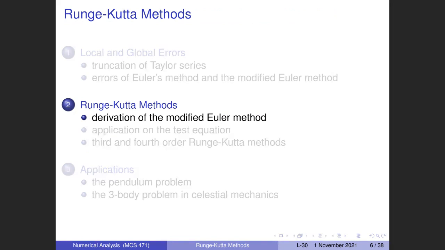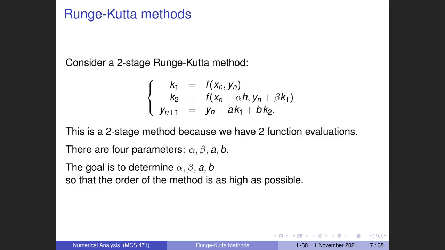But first, let us derive again the modified Euler method. Why is that important? Well, for the modified Euler method, we can still derive a very simple system that we can solve by hand and still explain the general principle behind the Runge-Kutta methods.